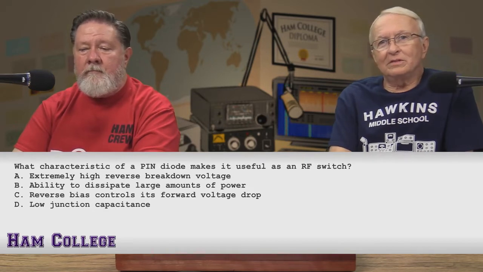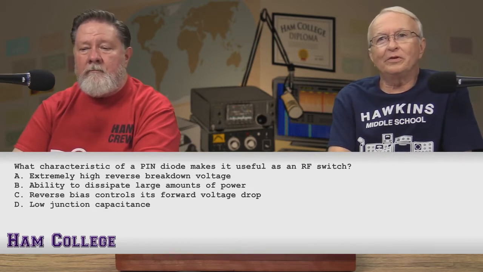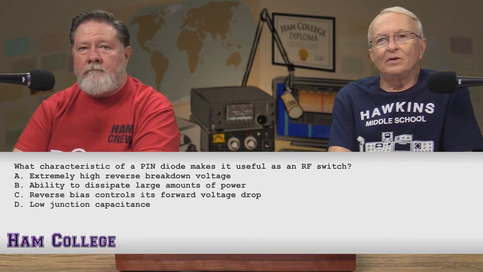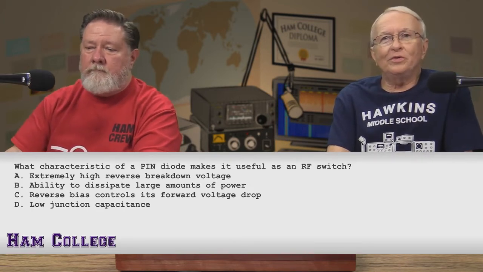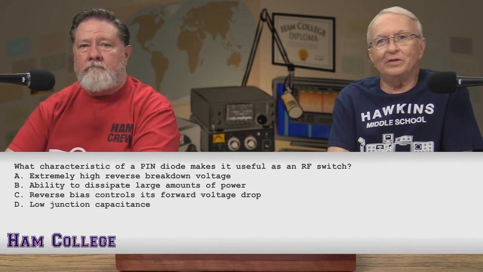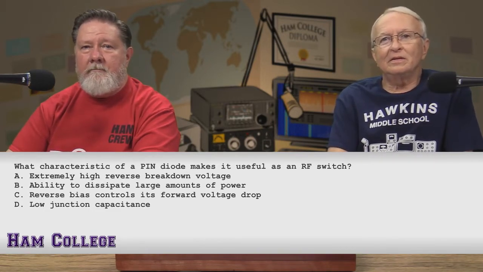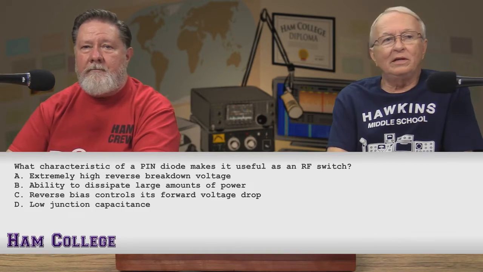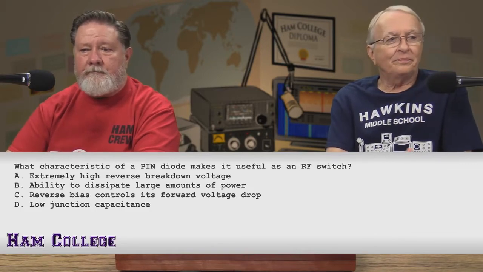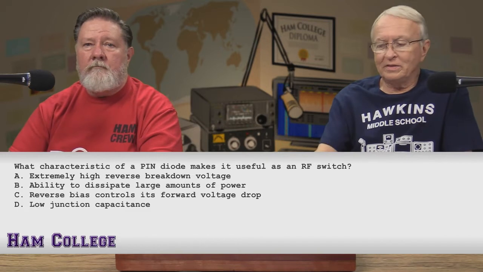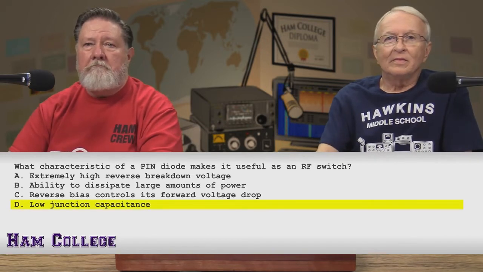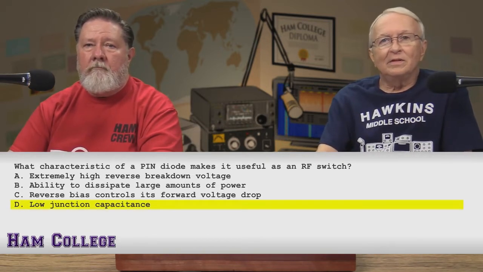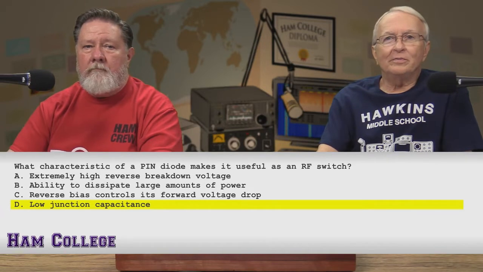I don't think so. D, low junction capacitance. Well, that could be useful in an RF switch because you don't want any stray capacitance in there. Yeah, that would have been my guess, D. So I'm going to go with D. Chat room, they're saying D. And it is. Low junction capacitance.